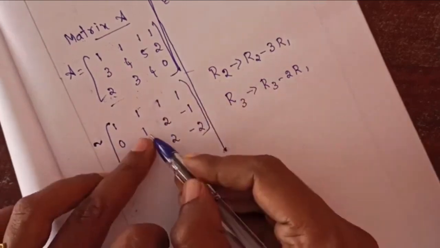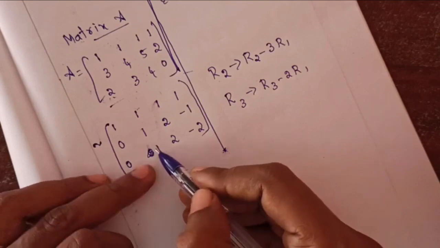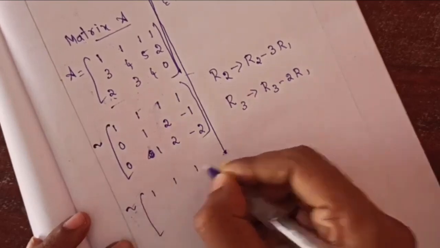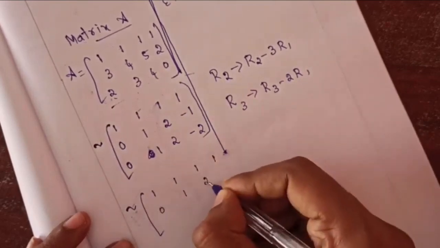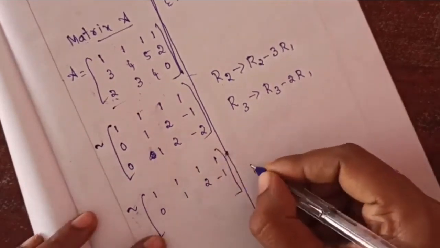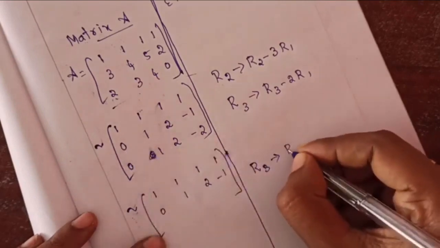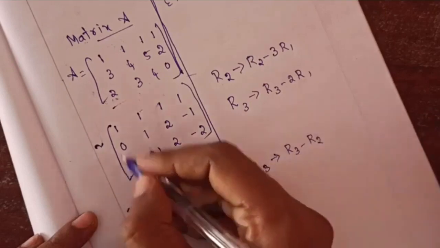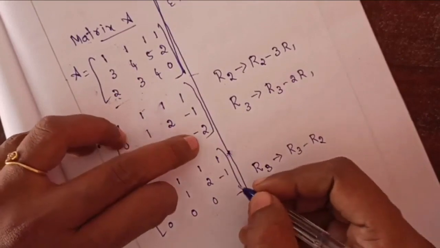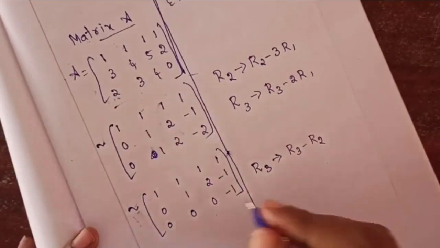Then what will you do? You will check for the next non-zero. This is non-zero. Down, it is not equal to 0. So you need to make this 1 as 0. You need to try for that. That is 1 1 1 1, 0 1 2 minus 1. You need to make the next one 0. So if I make R3 minus R2, what will happen? 0 minus 0, 0; 1 minus 1, 0; 2 minus 2, 0; minus 2, minus of minus, that is plus, that is minus 1. Understand?